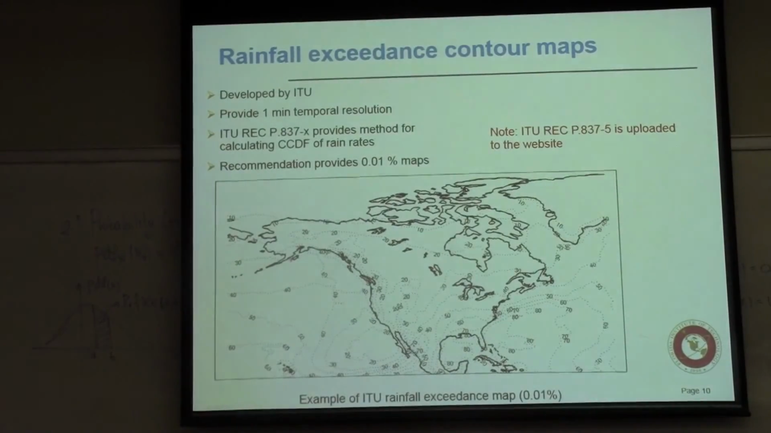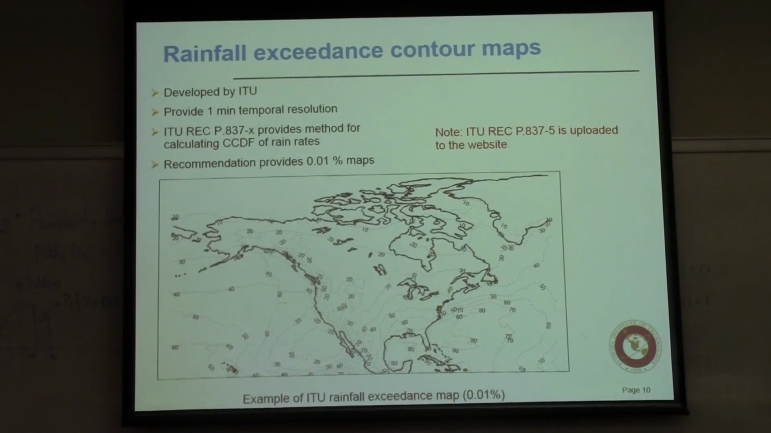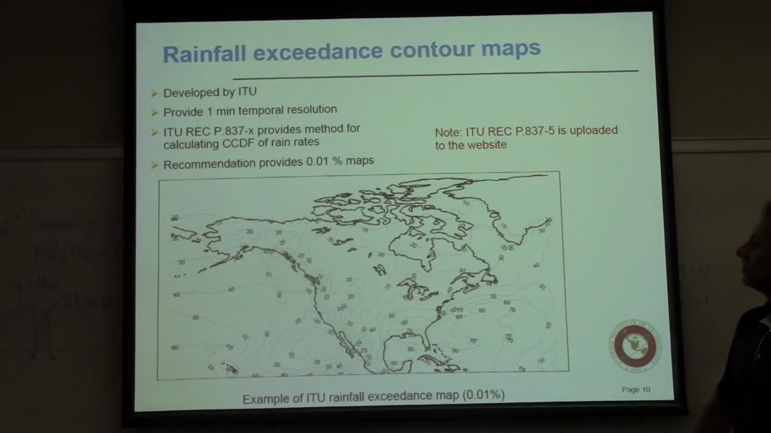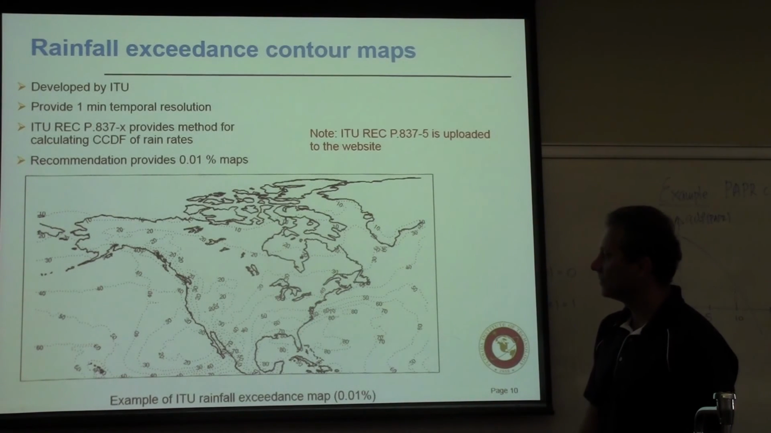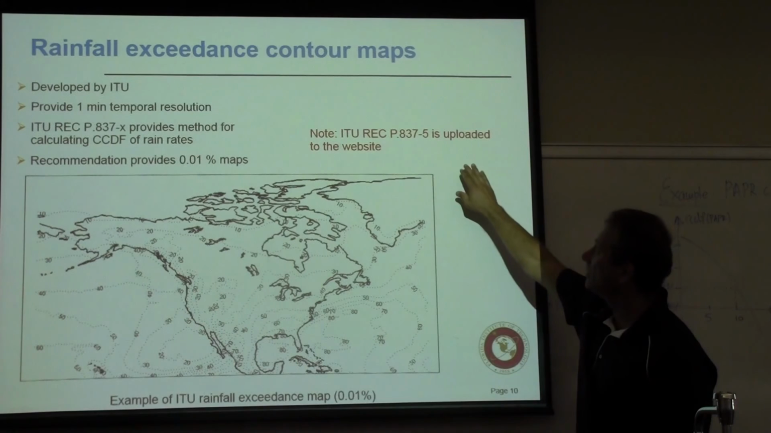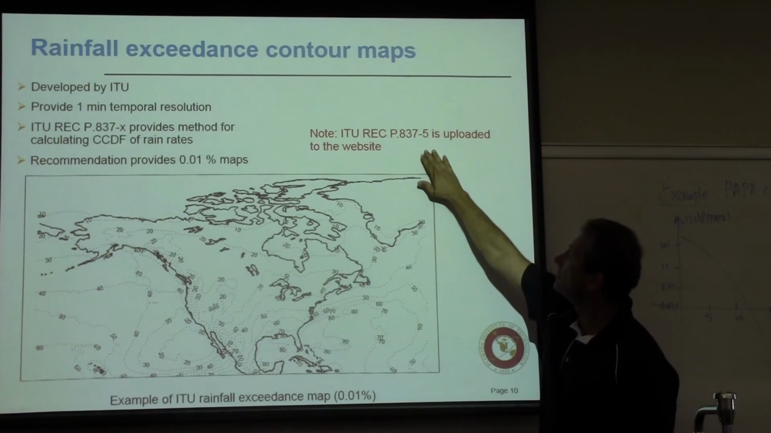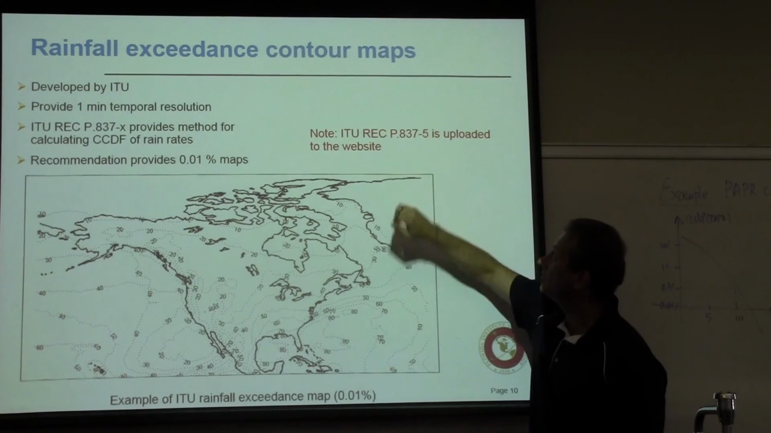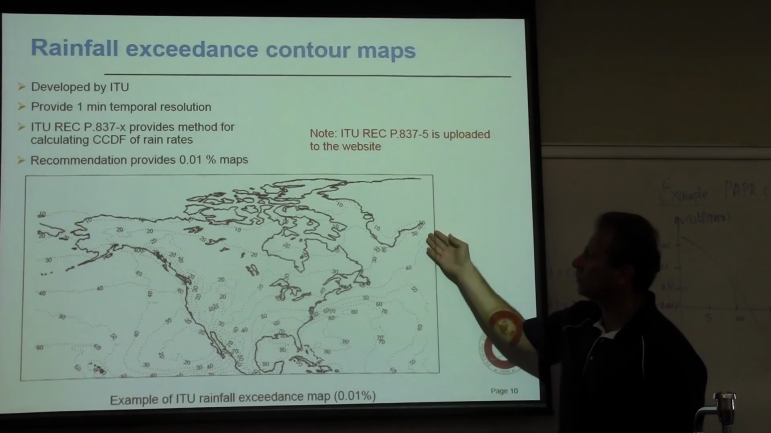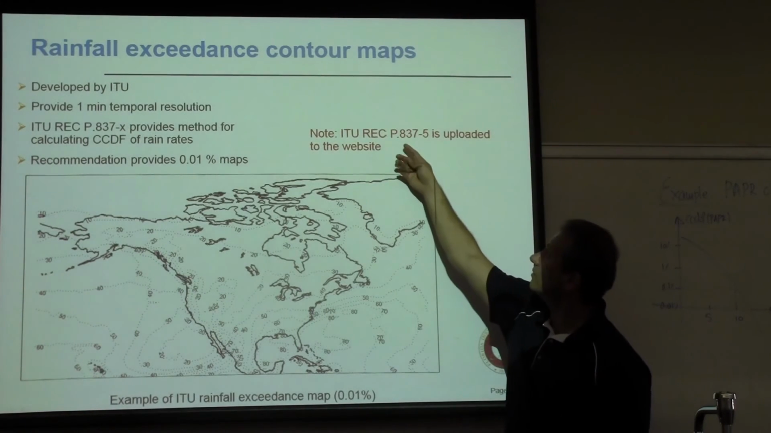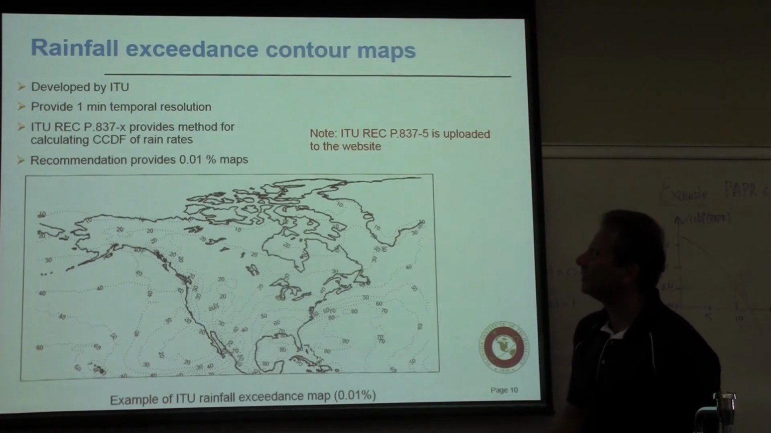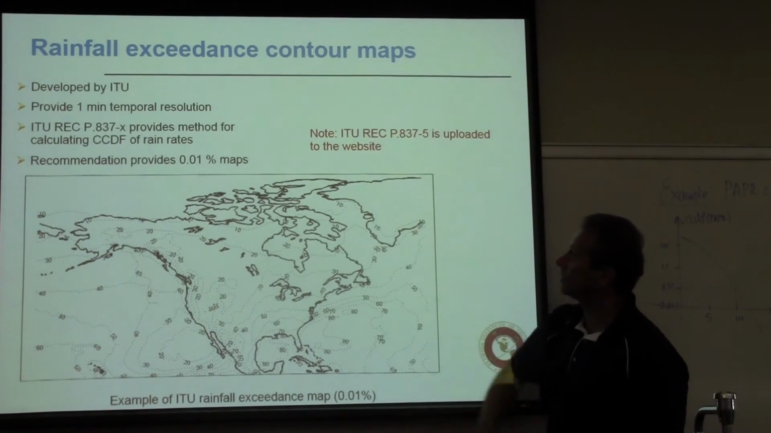Alternative to the CCDF curves are these rainfall exceedance contour maps. They are, as you can see, more detailed than those CCDF curves that follow the climate maps. This is given in ITU recommendation P837-5, this 5 means 2005. I guess that's when I put this slide initially. Probably if you go and Google P837, you're going to find one with a more recent number here.